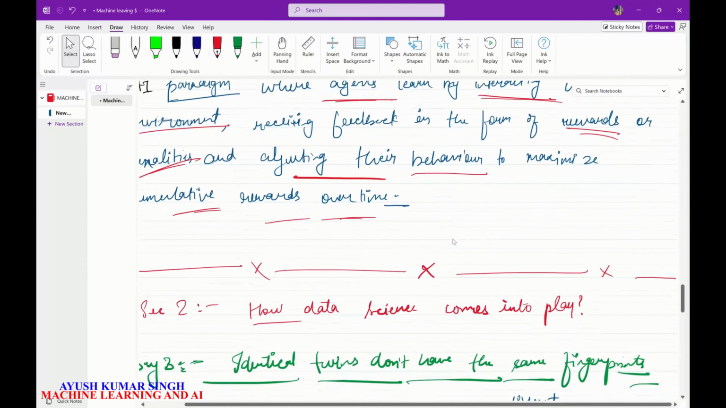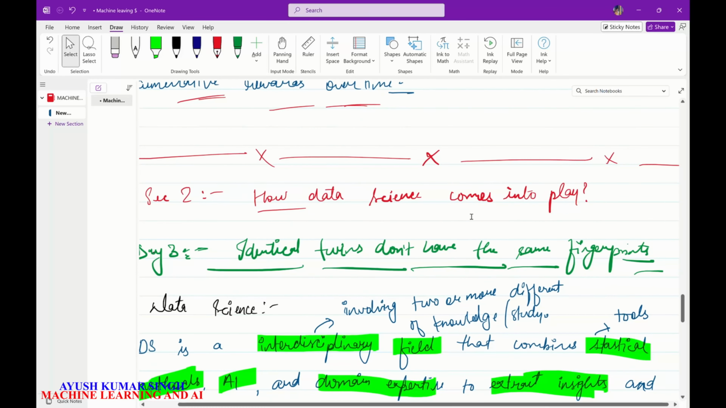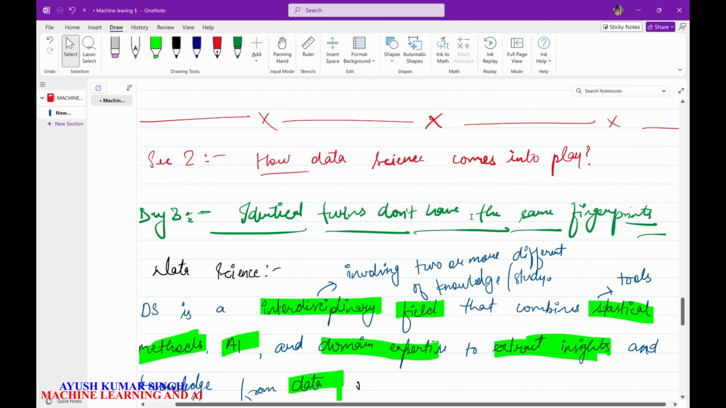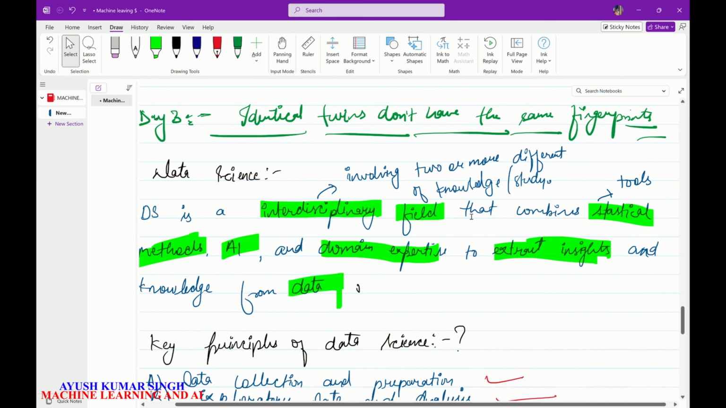What is AI? Okay, so first of all, we'll do the fun fact, which is identical twins don't have the same fingerprints.